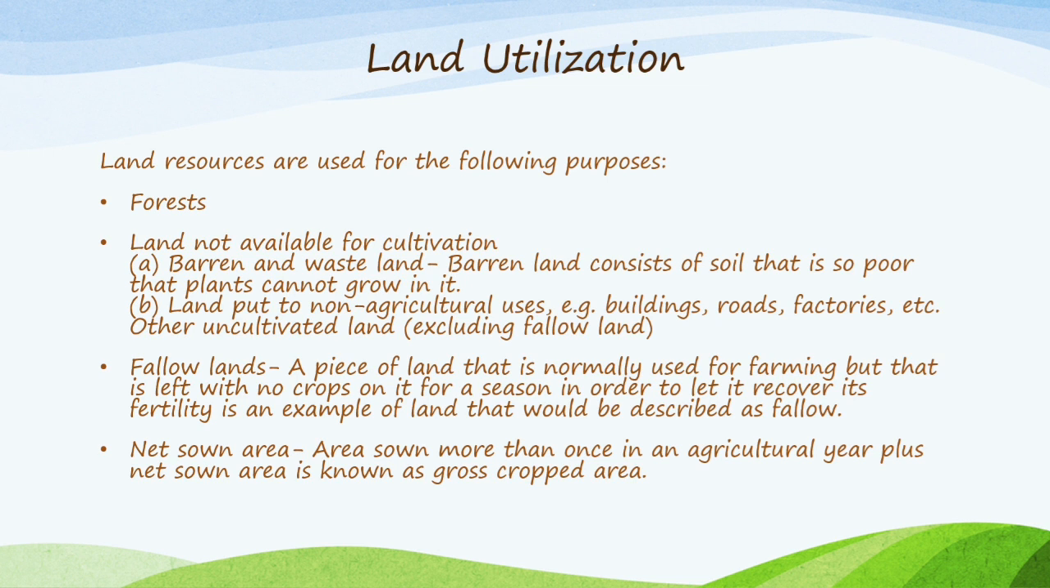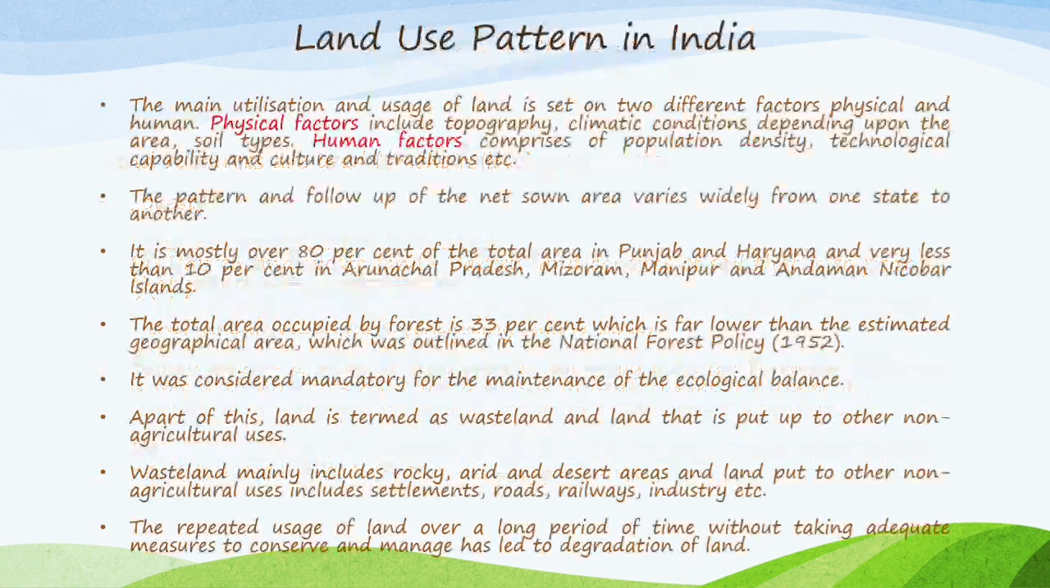So for example, there is a land where for one season you have grown wheat, and after that you are growing horticulture crops and other things in the same year. That is your net sown area. Next is land use pattern in India. In India, physical and human factors play a vital role, because you already know that India's physical features are very distinct, and population-wise also India has a huge population. So the pattern for the net sown area varies widely from one state to another.